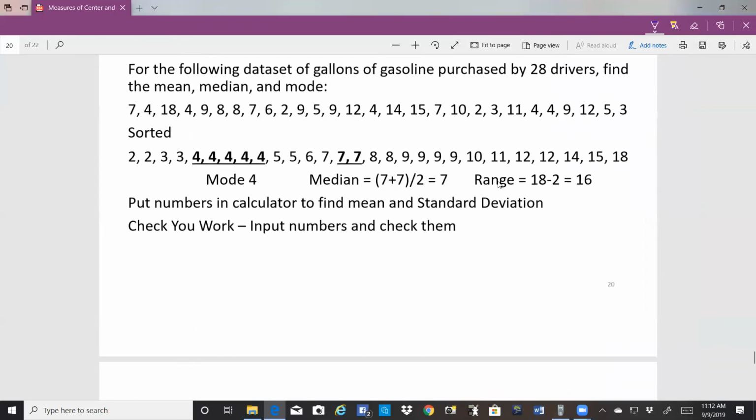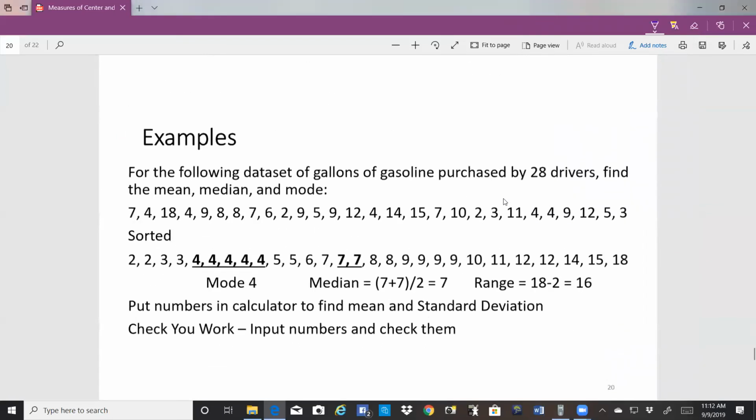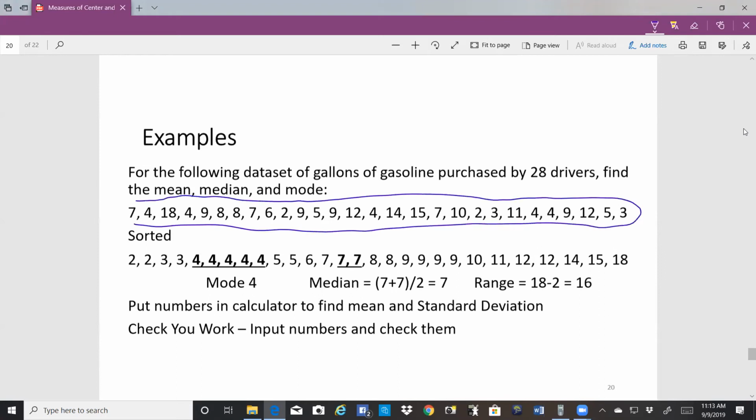Now, we're going to have one more example. We've got the following data set of gallons of gasoline purchased by 28 drivers. Find mean, median, and mode. Here is the data. And here is the data sorted.